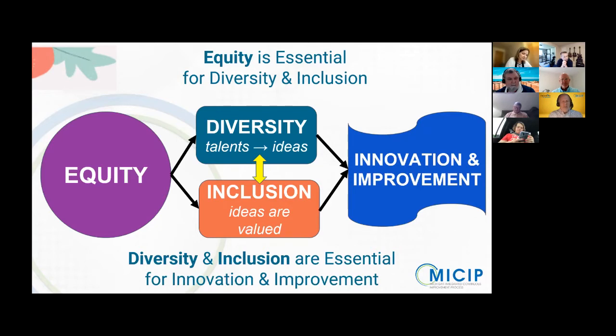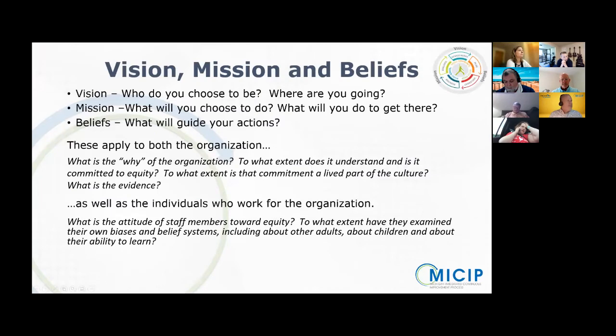So diversity hopefully introduces a variety of talents, which then leads to a diversity of ideas. And then it's those ideas that, if we value them and take them seriously, then we'll end up with inclusion, which then will hopefully lead to innovation and improvement. And that obviously is the work that we're engaged in when we're talking about the continuous improvement process.